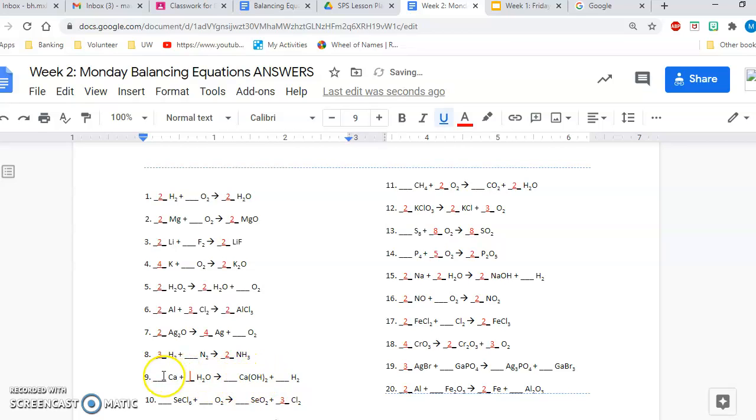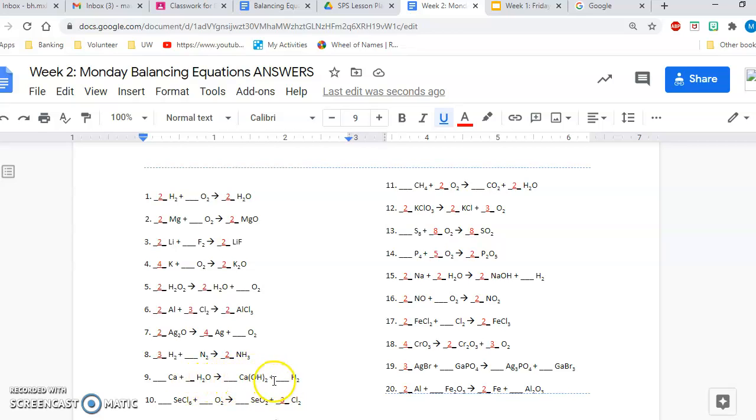Our left side has 1 calcium, or 1 Ca, and 2 hydrogens and 1 oxygen. While our right side also has 1 Ca, so we're okay there, but it has 2 oxygen, because we have to multiply this 2 by this O, 2 hydrogen in this compound, and 2 more. So 4 hydrogen on this side, and 2 oxygen.